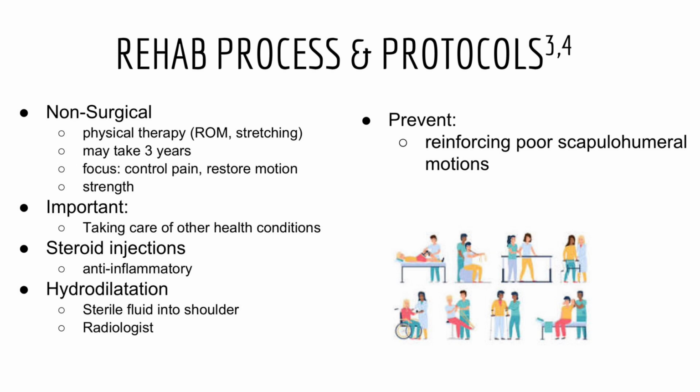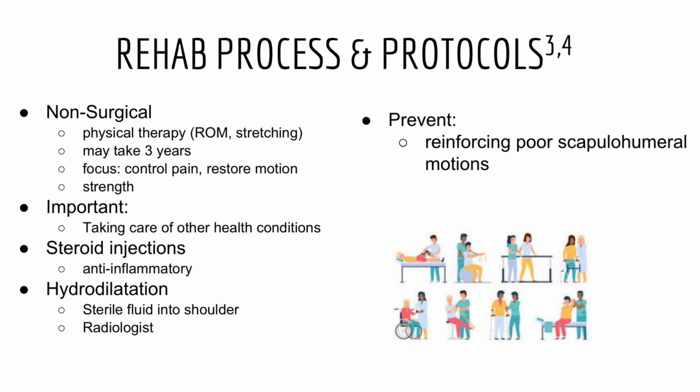For the rehab process and protocols, this is mostly a non-surgical condition that can be treated just with physical therapy, and that just includes range of motion and stretching. However, this may take up to 3 years to see a change or to be completely healed from the condition. The focus in therapy is to control the pain, restore motion, and to gain strength back into that joint. It is important to take care of other health conditions. For example, if a patient is diabetic and their A1C is elevated, developing a plan to improve the A1C would help work on adhesive capsulitis as well, because diabetes is a part of adhesive capsulitis.